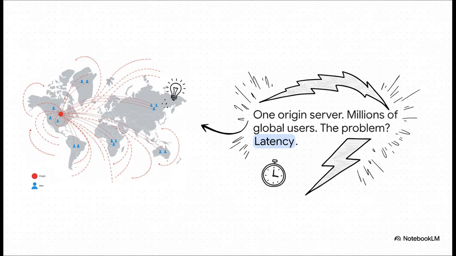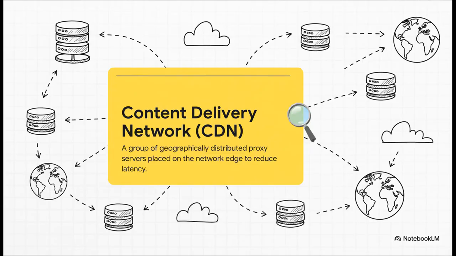Well, imagine your company's server is in, say, Virginia. What happens when someone in Tokyo wants to see your website? You run into a little unavoidable problem called the laws of physics. Data can only travel so fast, and that round trip across the globe creates lag, or what we call latency. And that's exactly where a CDN comes in.